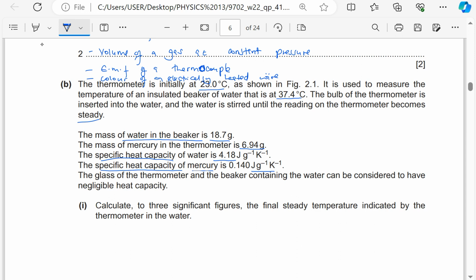Because the masses are in grams and the heat capacities are in joules per gram, I will not convert the units. The glass of the thermometer and the beaker containing the water can be considered to have negligible heat capacities.